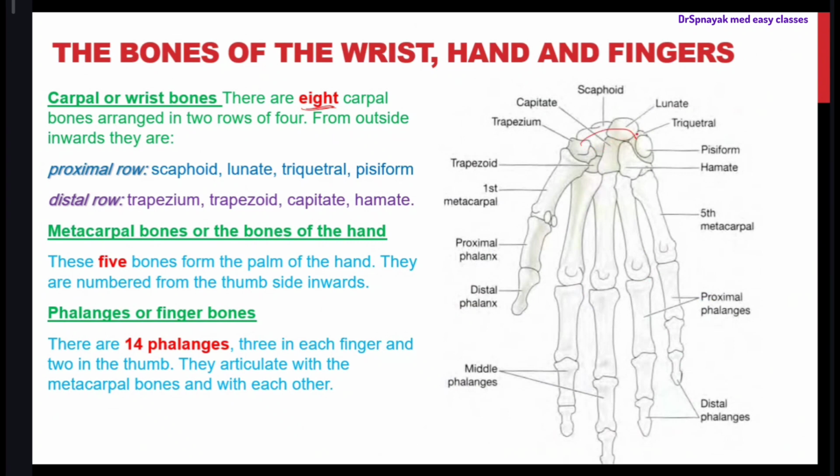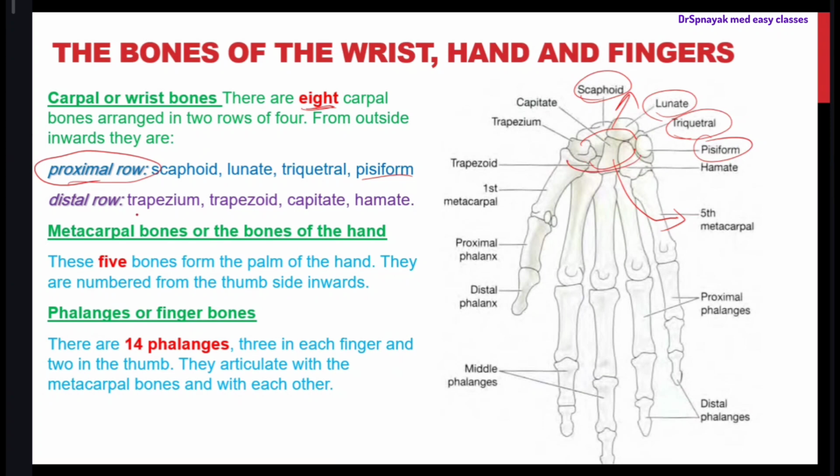We have the proximal row and the distal row. Proximal means towards the body, and distal means away from the body. Remember this. In the proximal row we have scaphoid, lunate, triquetral, and pisiform. These are the proximal row bones of the carpals.